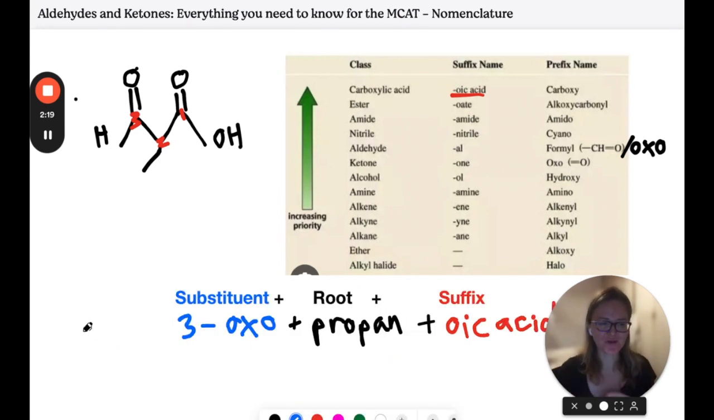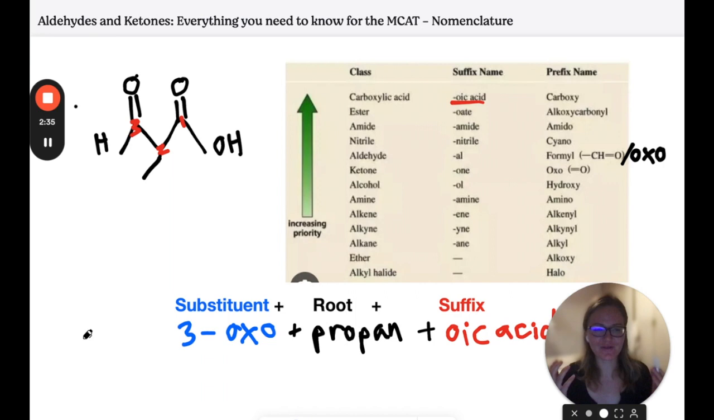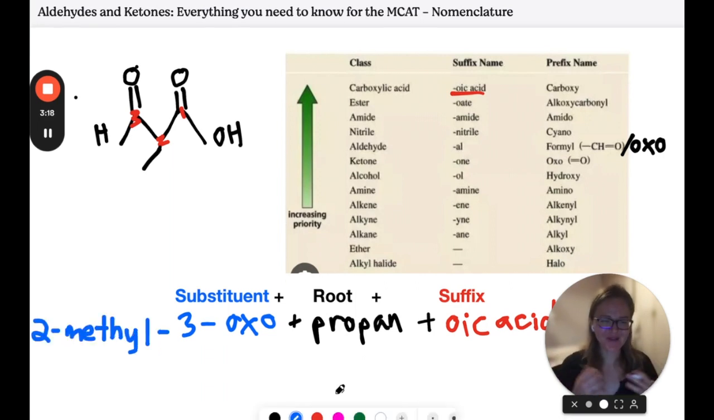So you're always going to put your substituent groups in order of the number of carbon they're on. So since this methyl group that we added is on carbon 2, that's going to come before carbon 3. In the name of the molecule, it's going to go before the aldehyde, before the 3-oxo. So we end up with 2-methyl 3-oxo-propanoic acid.